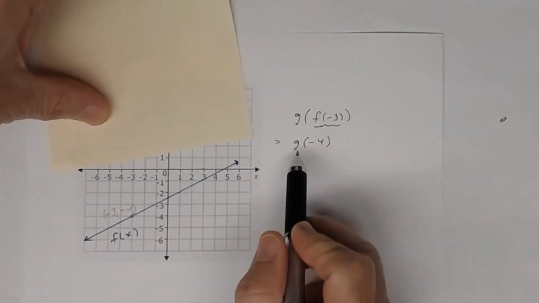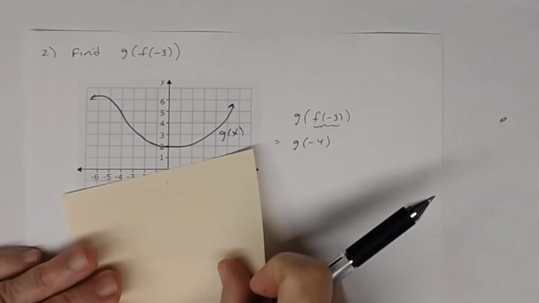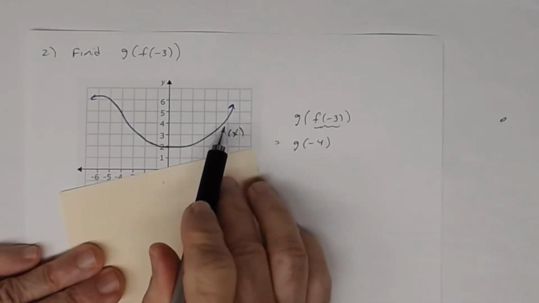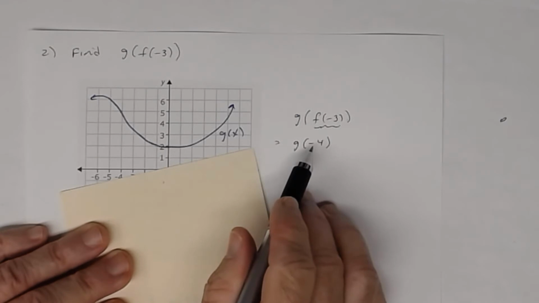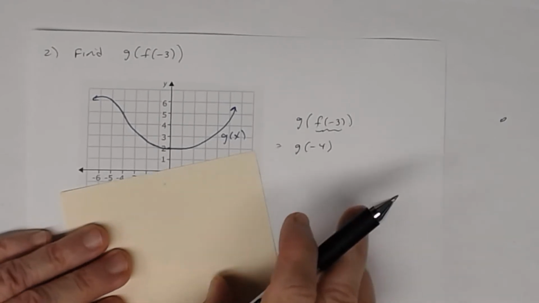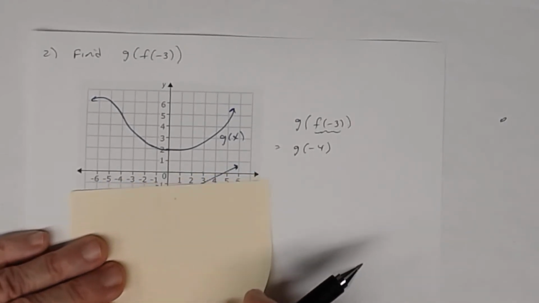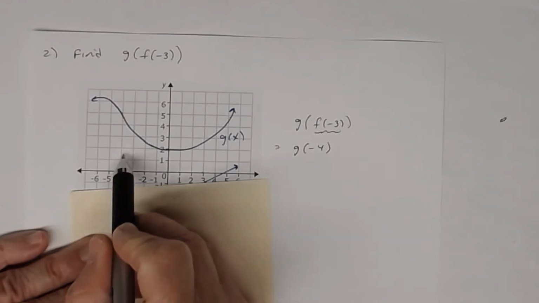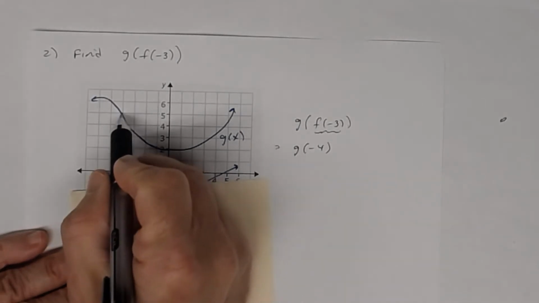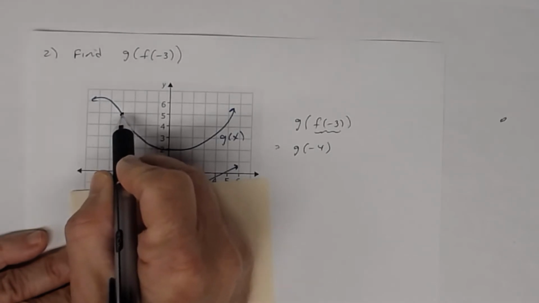So now I'm looking at my function g. I'm going to cover this up and look at the function g. Here's the graph of the function g. When x is -4, the question is, what's that y value? Here's where x is -4. The point on the graph corresponding to that is right here. Let's go ahead and label that.